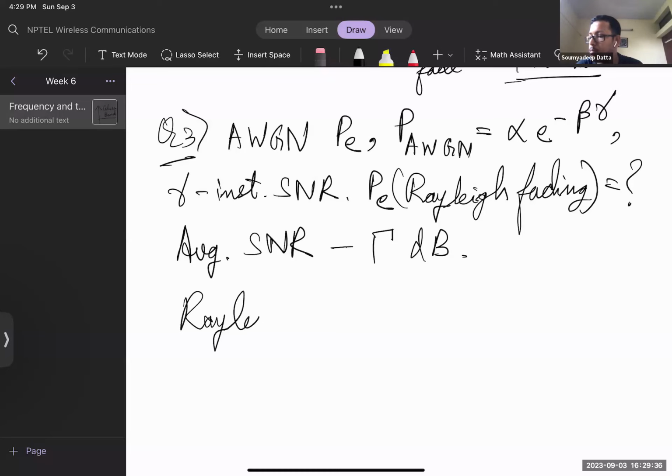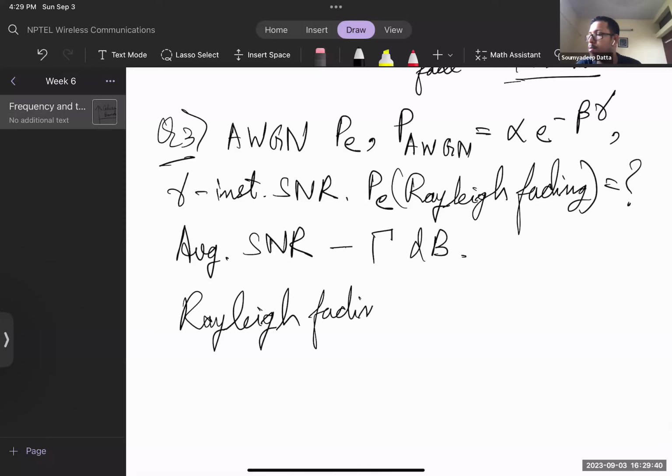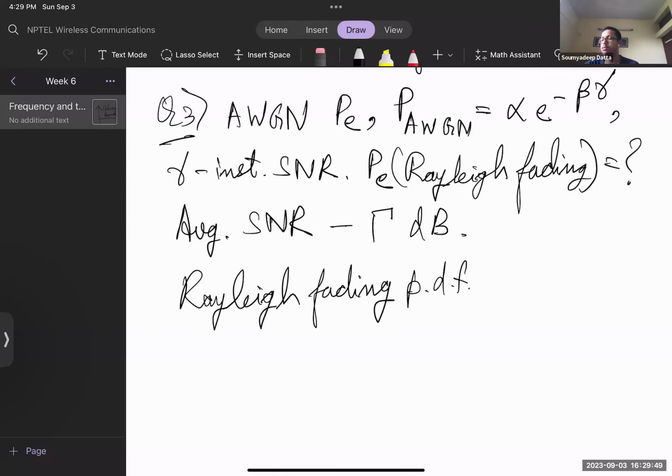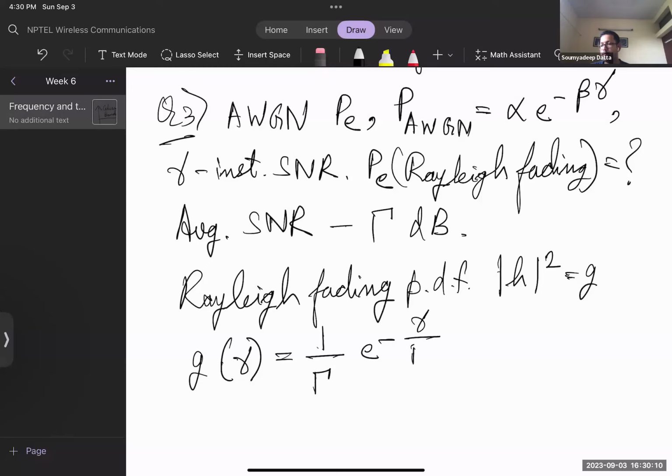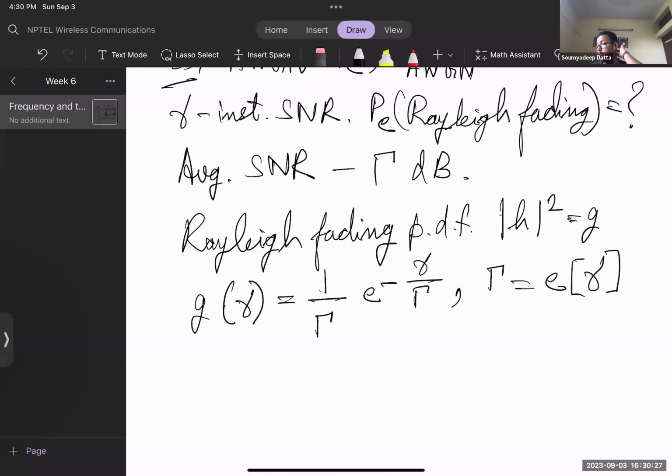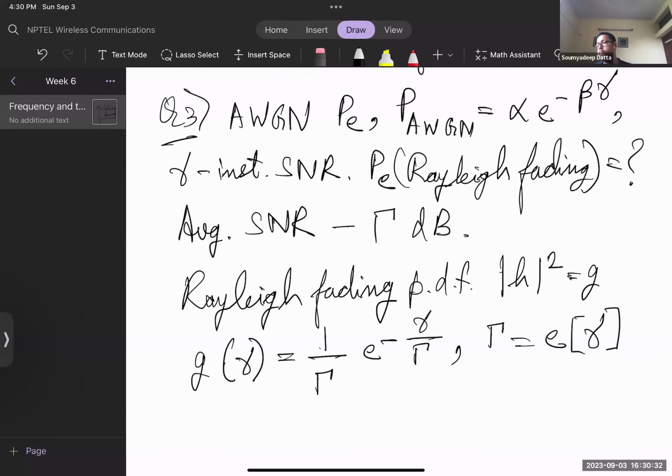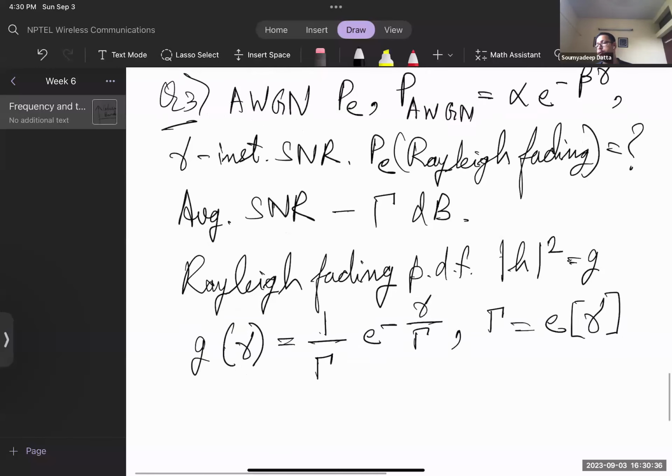For the Rayleigh fading PDF, you can just put in whatever values and get your answer, but let's derive a general formula. What does the Rayleigh fading PDF look like? The gain, that is the modulus of the channel squared, is distributed as a function of SNR as 1 by capital gamma e to the power minus small gamma by capital gamma. So this is the exponential PDF. In Rayleigh fading, the gains are exponentially distributed. So the SNR distribution is like this.